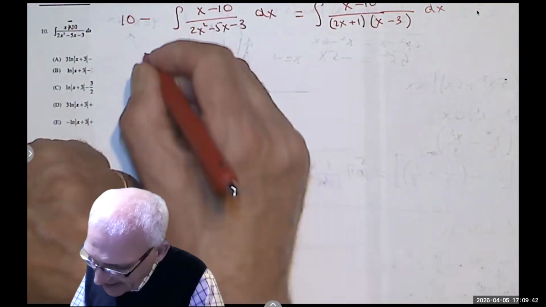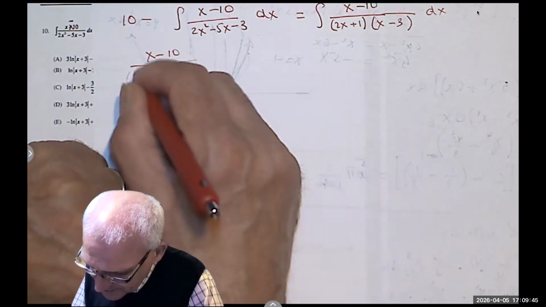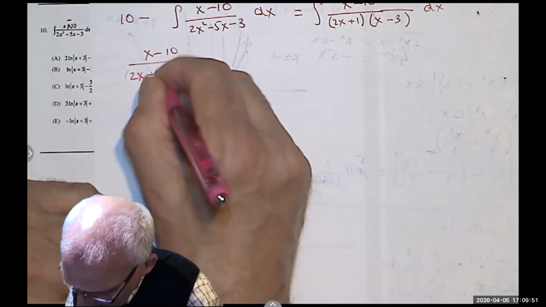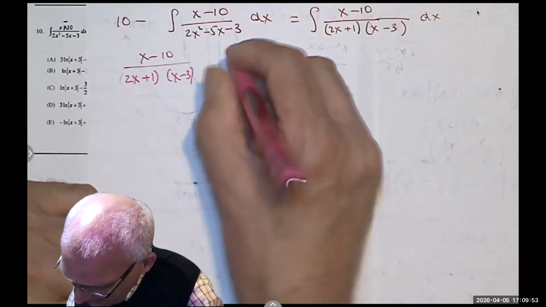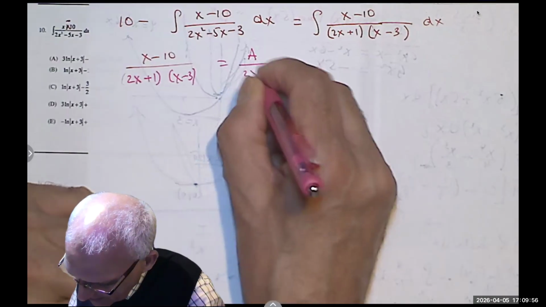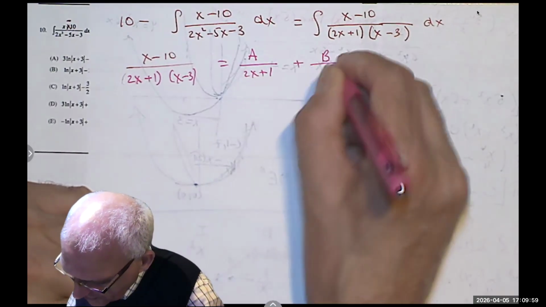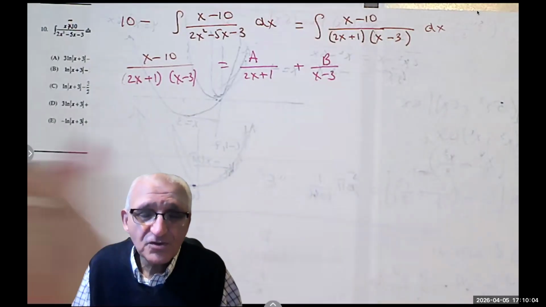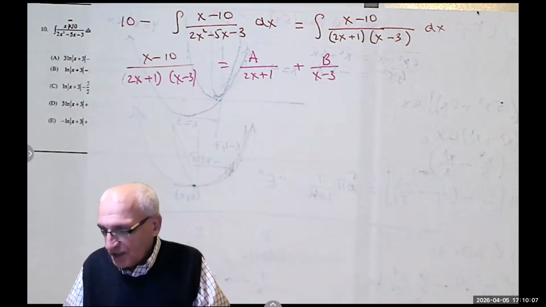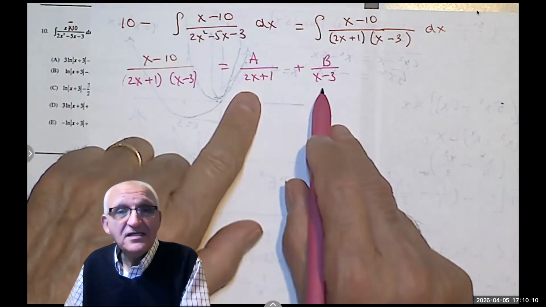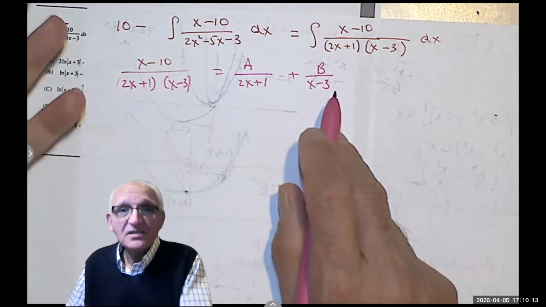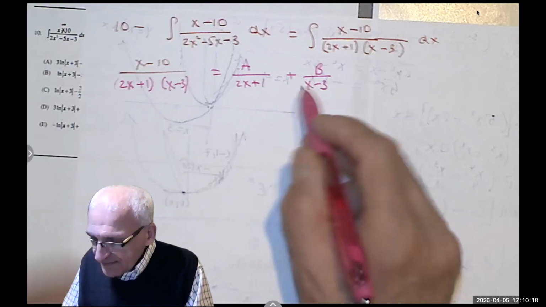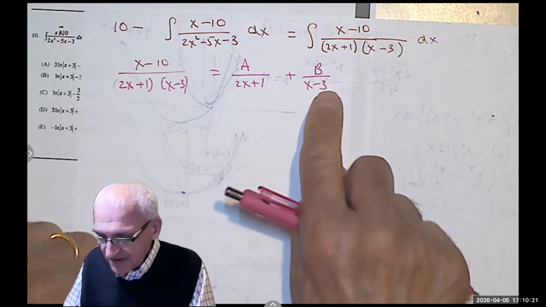Now I'm going to say x minus 10 over, oh my God, over 2x plus 1 times x minus 3 equals A over 2x plus 1 plus B over x minus 3. You can take a common denominator and do this and do that, but it's usually easier if you learn when you have only linear denominators, 2x plus 1, x minus 3. Let's start with x minus 3 because it's easier. You can say, what makes the denominator 0? It's x equals 3, right?